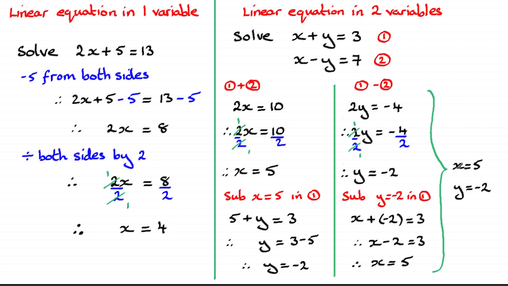Right, okay, now what I want next, go to another page. So I've got a simultaneous equation here, a bit harder than the last one. It's not simply x plus y. Here you can see we've got x plus 2y equals 6 and 3x minus 2y equals 10.